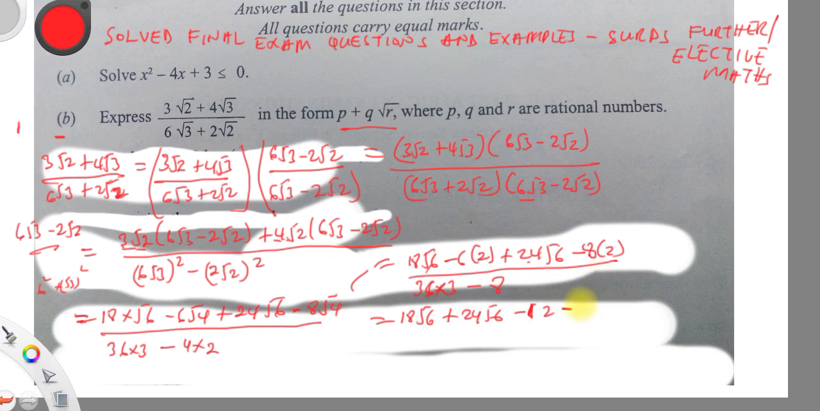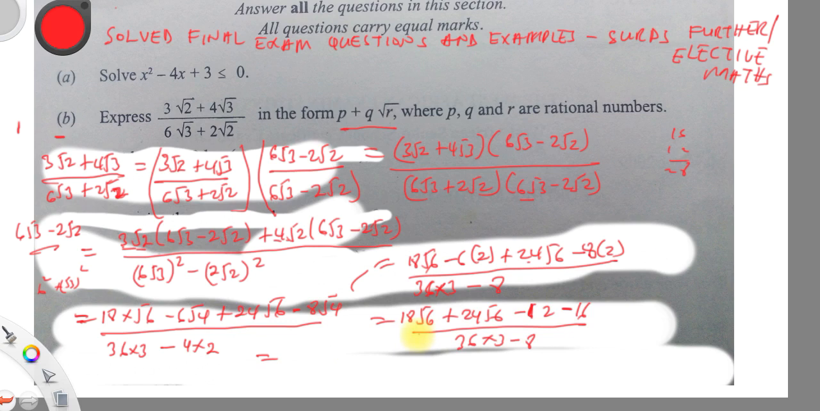Negative 8 times 2 is negative 16. So negative 16 and negative 12 gives negative 28. All over 36 times 3 minus 8.